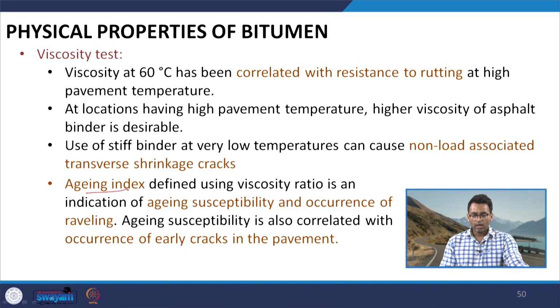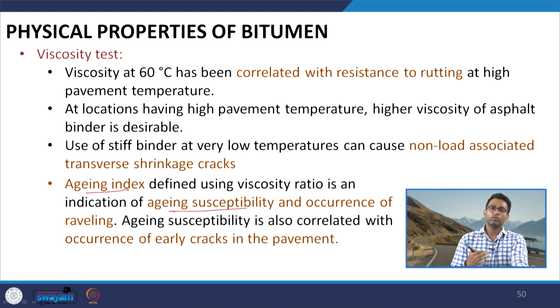Another parameter which can be calculated using the viscosity of the bitumen is its aging index, and aging index is a parameter which is used to assess the aging susceptibility of the mix. About aging we will start our discussion in the next class. So, this is just to inform you that the viscosity which we are measuring can also be used to assess or to determine the aging susceptibility.